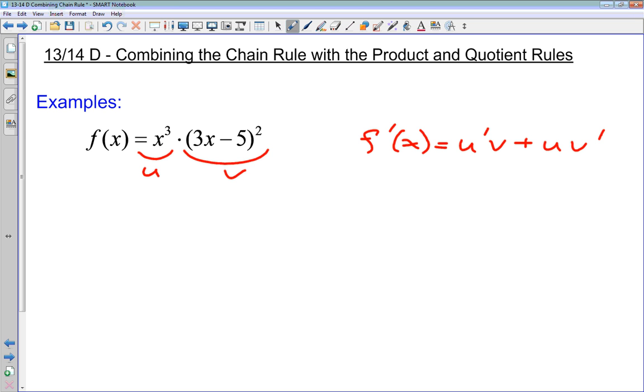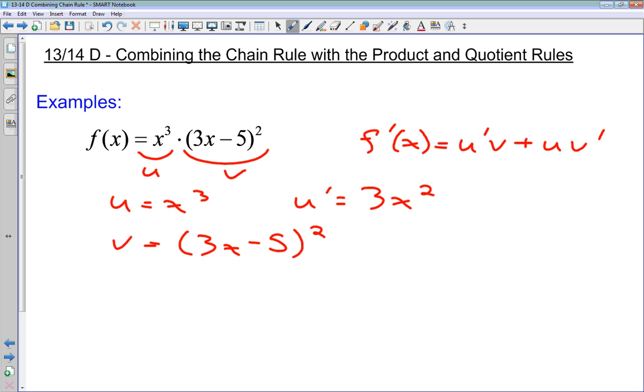So let's, for this example here, let's actually just break this apart. We'll say u equals x cubed, v equals 3x minus 5 all squared. So to find our derivative, we definitely need the derivatives of both u and v. So the derivative of u is pretty straightforward. This is just a power rule. We bring down the 3, we get 3x squared.